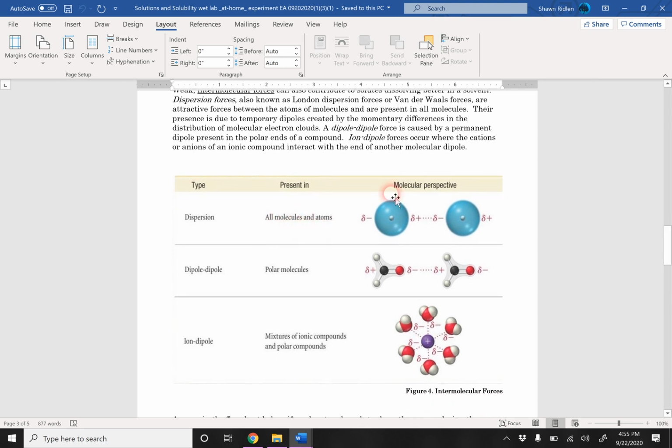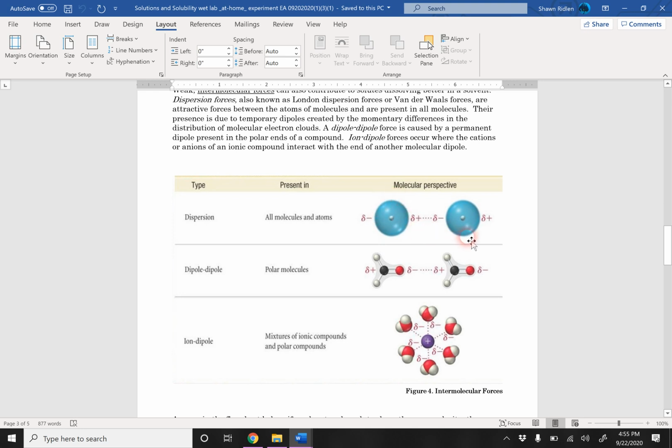And this is between all molecules and atoms. And this is caused by little tiny partial dipoles, which we call instantaneous dipoles, that are just caused by the actual movement of the electrons themselves. So essentially, if you can imagine an electron buzzing around this molecule, at the point it's on this side, that creates a partial negative, and the fact that it's not over on the right-hand side causes a partial positive.